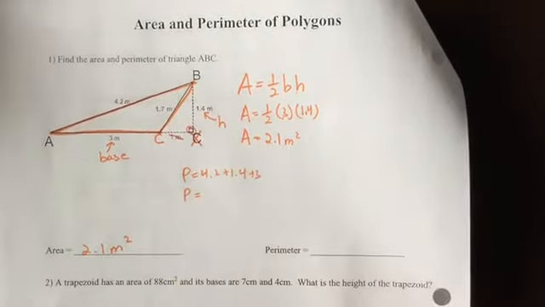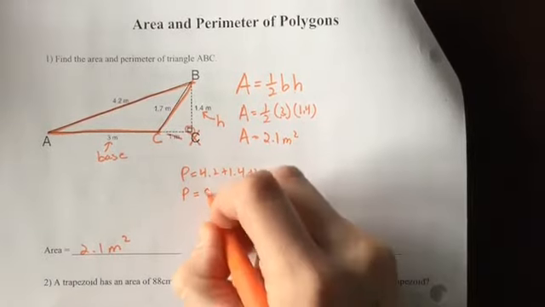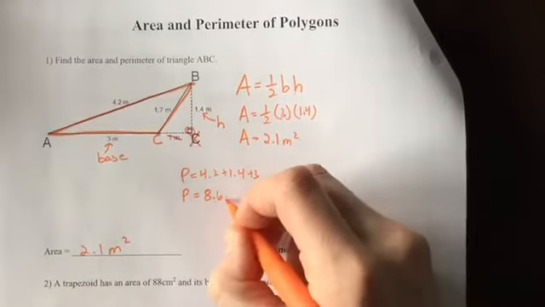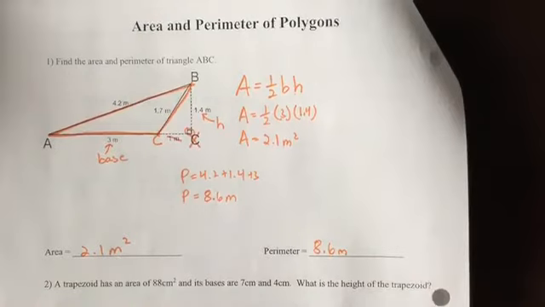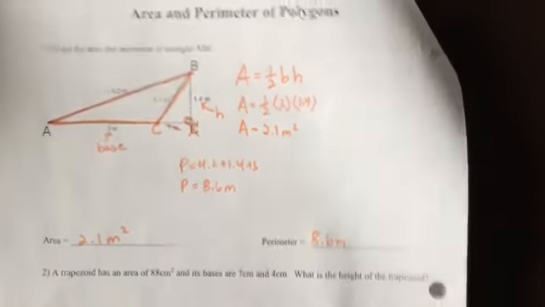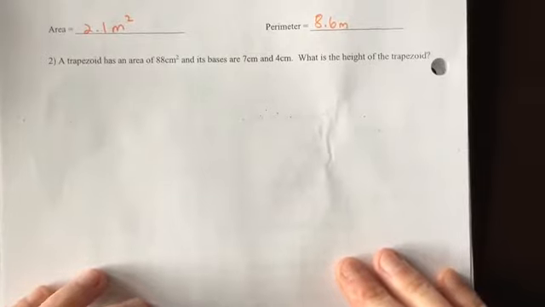Okay, so we've got, let's see, what's that? 5.6 plus 3, that should be 8.6. So 8.6 meters. Perimeter is a linear unit. Okay. Now as we go to number 2, you'll notice there's no diagram. We're just going to work with our formula.